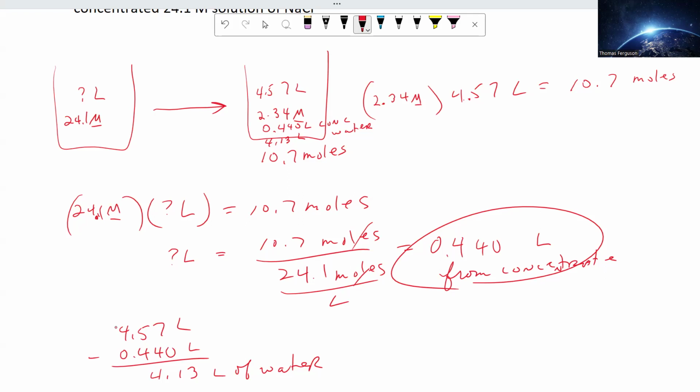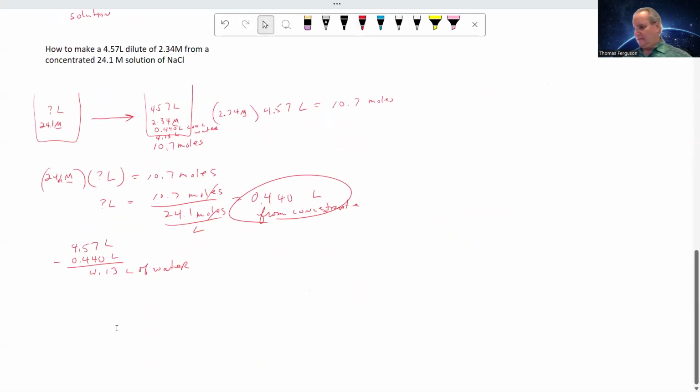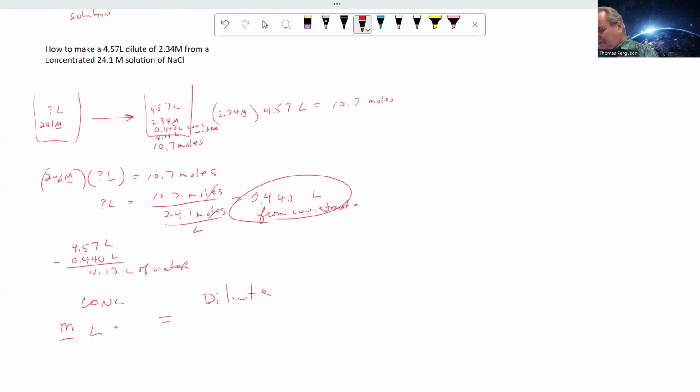The other way to look at this is you have the concentrated side and the dilute side. So concentration times liters, and let's say sub C, standing for concentrate, equals the concentration of the dilute times the liters of the dilute. So you have 4 variables. This is the one you need to remember for dilutions. Now, this will not tell you how much water to add. It'll tell you how much of the concentrated stuff to add.